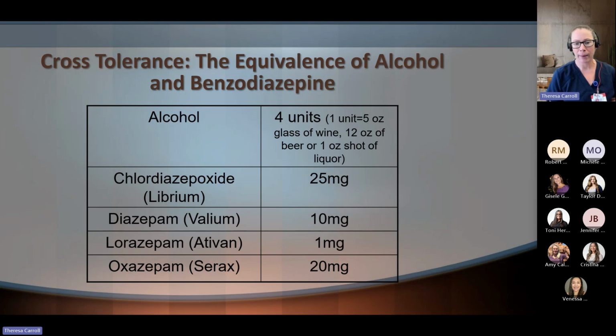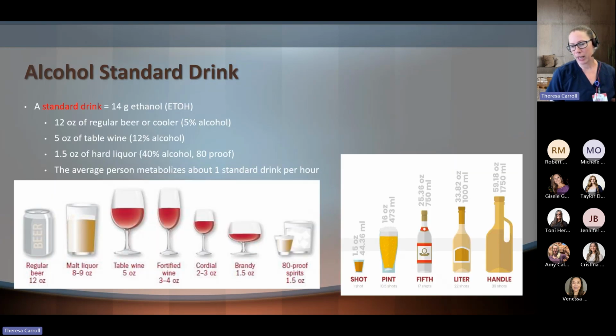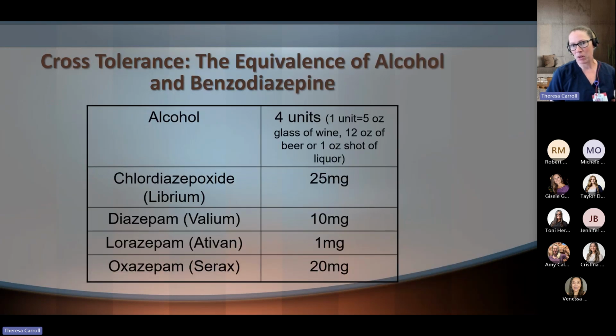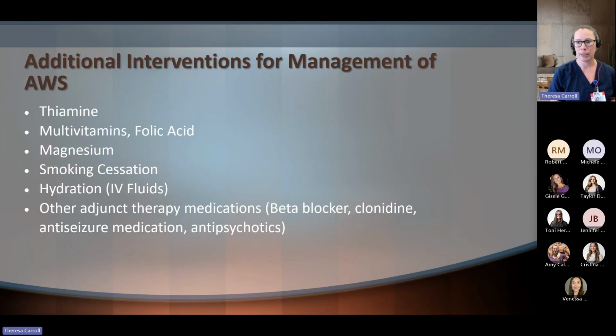So if they're drinking a fifth a day, 17 shots, so 4 times 4, 16, I would expect probably around 100 of Librium would be required a day, something like that, math-ish wise. Again, it's not exact equivalence, but if we know a bit about that, it helps us anticipate what we might be thinking that they might need.